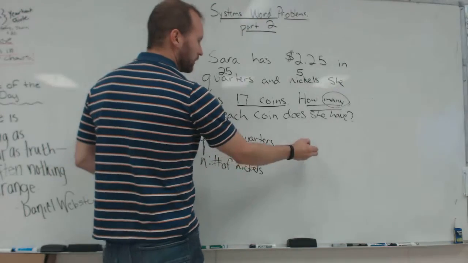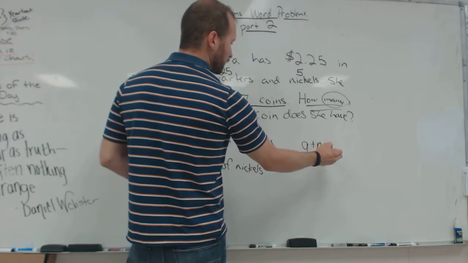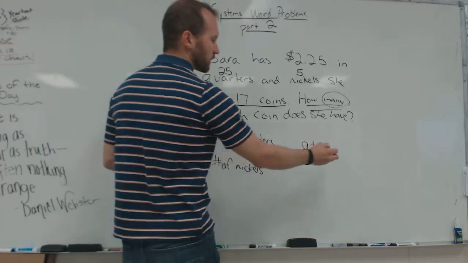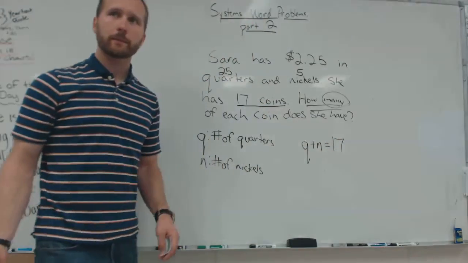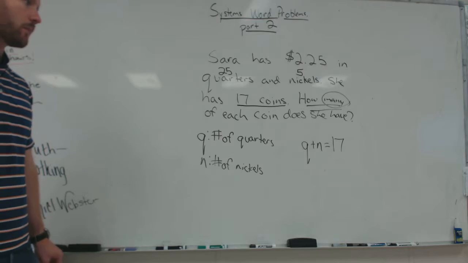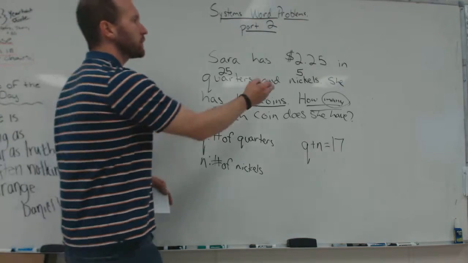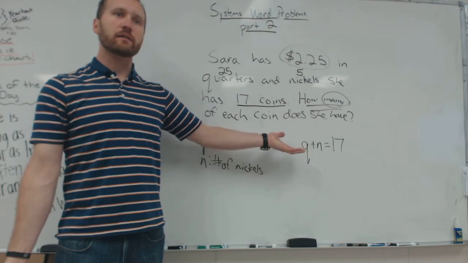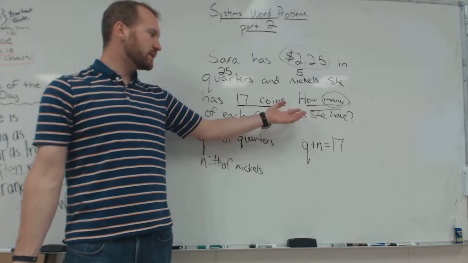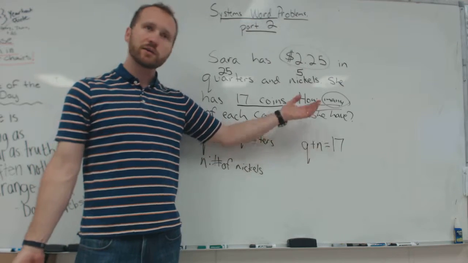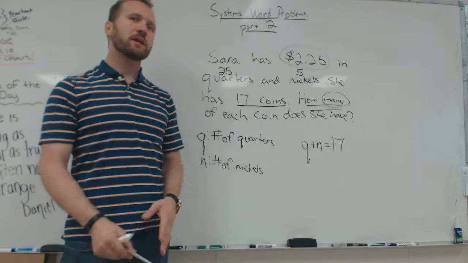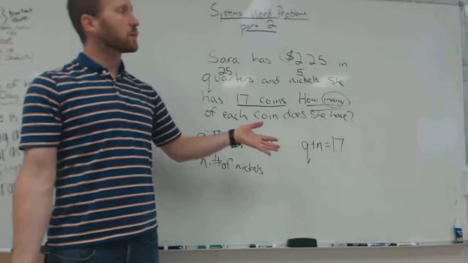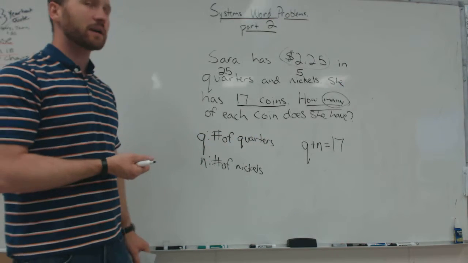So if Q is the number of quarters and N is the number of nickels, she has a total of 17 coins. So Q plus N has to equal 17. Now we need to use more information because we can't solve one equation with two variables. We could have 16 quarters and 1 nickel, or 15 quarters and 2 nickels, or 14 quarters and 3 nickels. There's a ton of solutions to this equation. So we have to have another equation in order to really know how many she has.